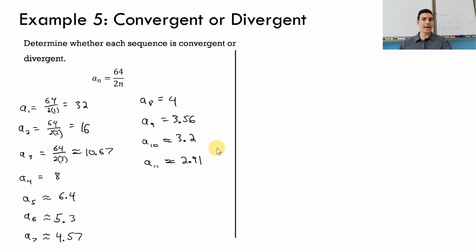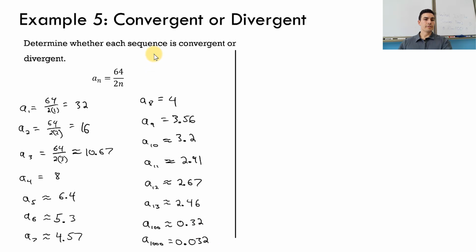Well, in order to figure that out, you may need to plug in some larger terms here. So instead of just going to a sub 14, I'm going to look at a sub 100. Well, that's approximately 0.32. Okay, we're getting a little bit closer to something here. Let's plug in a sub 1000. If I plug that in, that's going to be 0.032. So we can see here we are actually coming towards some number. We're getting closer and closer, it looks like, to 0, right? Our number is getting lower and lower until we eventually hit 0. So yes, this sequence is convergent, all right?